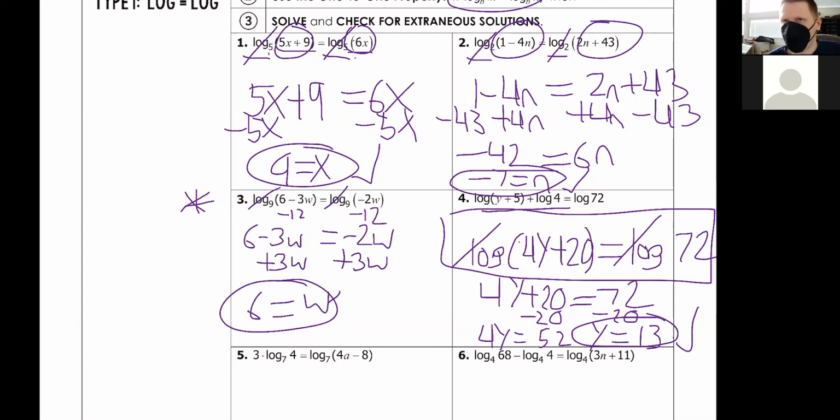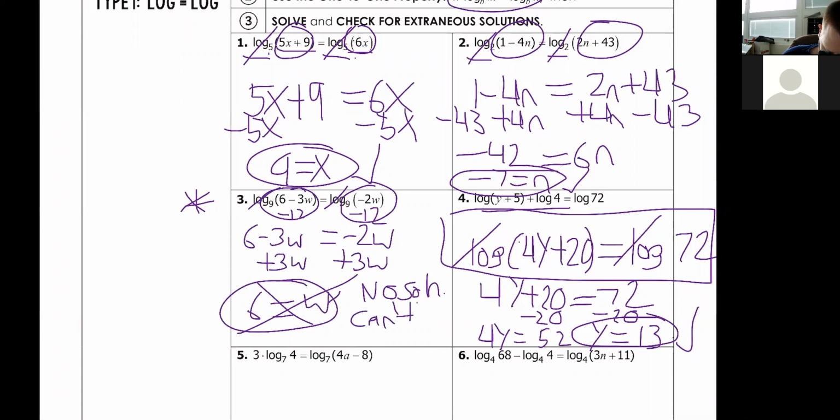The one thing with logarithms, though, is you can never have a negative answer. So if you plug 6 back in here, you're going to get -12. Even though they're the same, you can't have a negative logarithm. We'll talk about why. So this one would actually be no solution. You can't have a negative log.